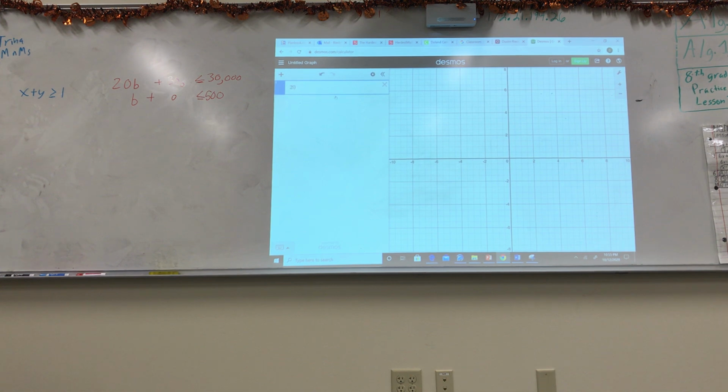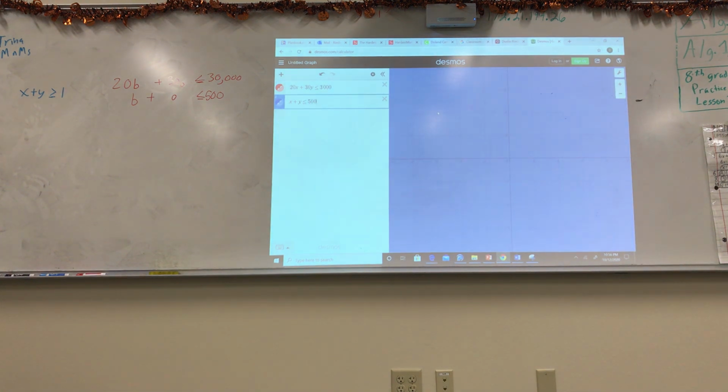So you have 20 B plus 30, and we don't want to go B. Let's go with that is X. And this is going to be Y. Okay, we need to zoom out. Zoom out.